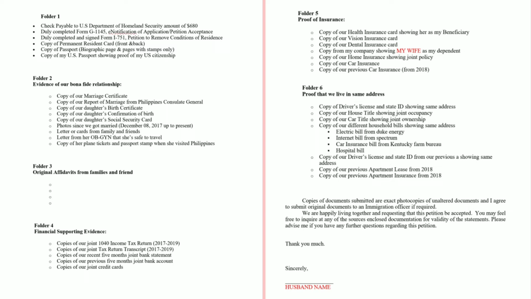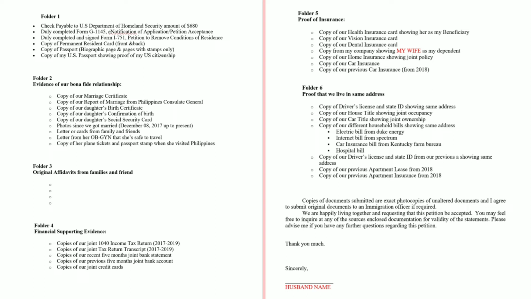And I also submitted copies of our joint tax return transcript for the same years. You can download this transcript at irs.gov. So next are copies of our recent 5 months of joint bank statements. Next is the copy of our previous 5 months of joint bank account statements and copies of our joint credit cards.